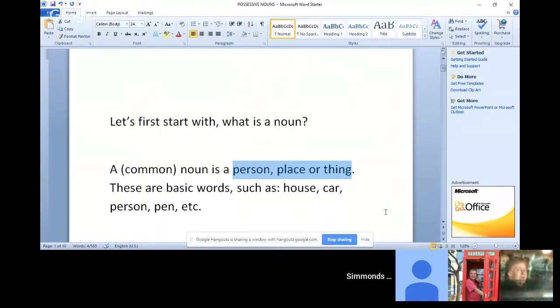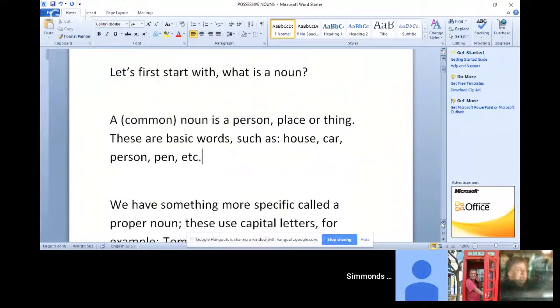Any other comments? This is pretty simple. These are just basic words. Is the city also a noun? Well, the word city, yes, would be a common noun. The other thing you're talking about is coming.